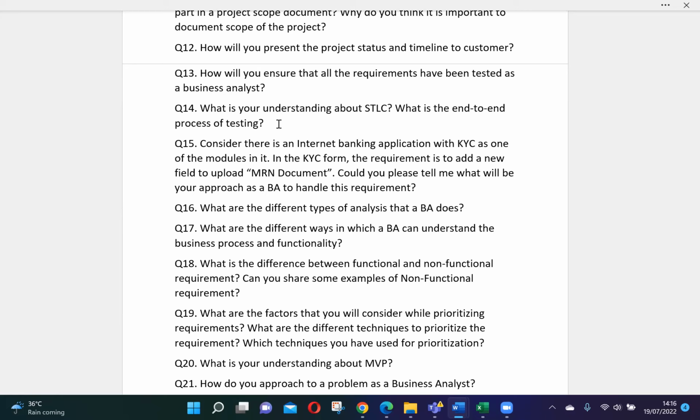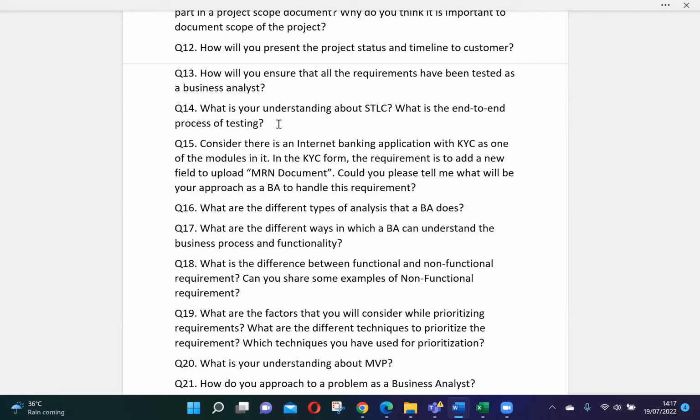If I was an interviewer, I would have asked this question to the candidate to check the approach of the candidate. The question is, there is an internet banking application. That means there is already an application, with KYC as one of the modules in it. In the KYC module there is a form, and in that form there is a new requirement, or a change, to add a new field to upload the document. Could you please tell me what will be your approach as a BA to handle this requirement?